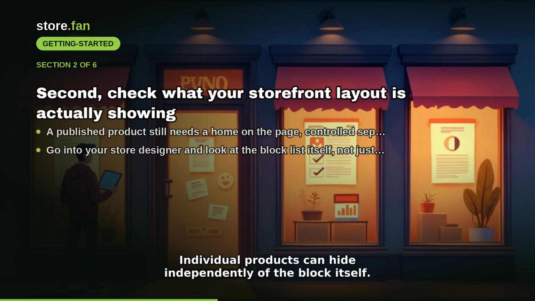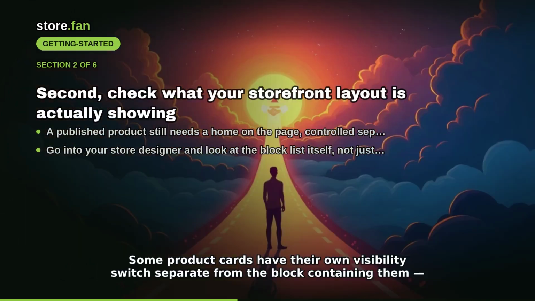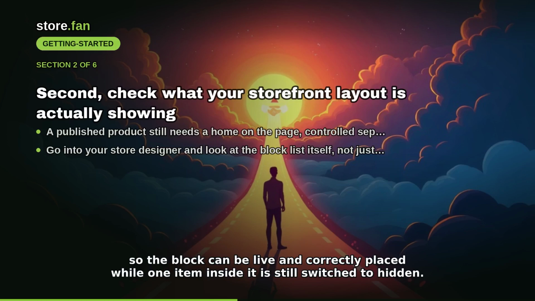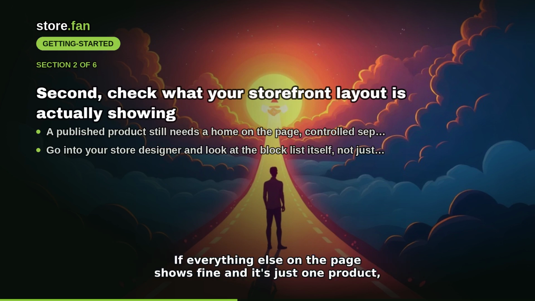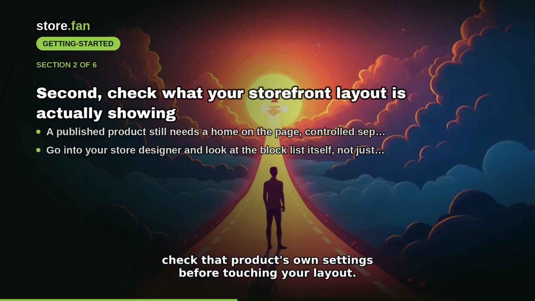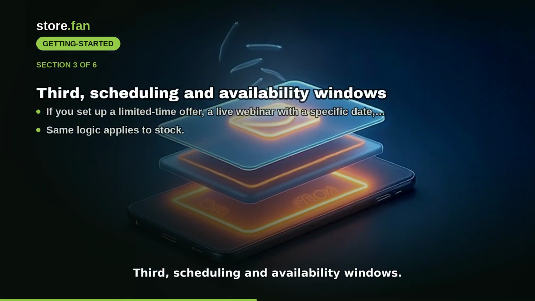Individual products can hide independently of the block itself. Some product cards have their own visibility switch separate from the block containing them. So the block can be live and correctly placed while one item inside it is still switched to hidden. If everything else on the page shows fine and it's just one product, check that product's own settings before touching your layout. Third, scheduling and availability windows.